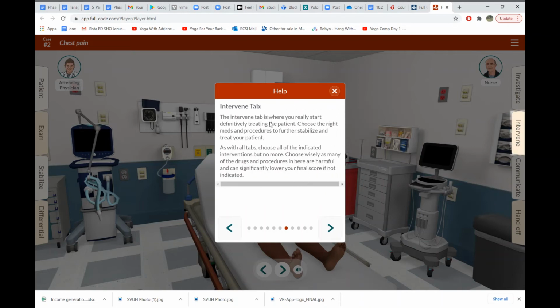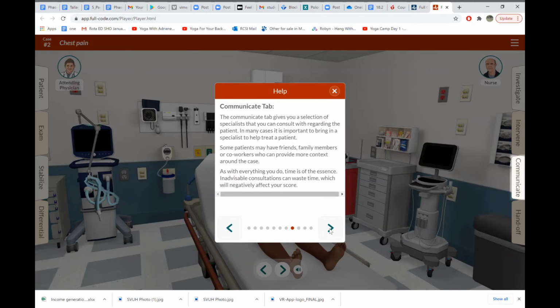The intervene tab, where you really start to finish. Okay, so this is medications and procedures. Many in here are harmful and can lower your final score if not indicated. So it's very much so one case at a time, and there's no real effect. If you make a disaster in this case, there's no kind of follow-on effect. Whereas with, let's say, ED Simulator, you lose reputation, and maybe you'll have a meeting with the consultant if things go really, really bad.